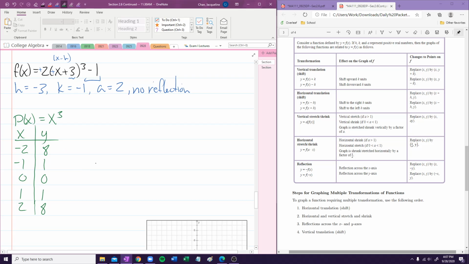That is my parent. Now I'm going to transform this by using these steps. The first thing is the horizontal translation, which is the h. H for horizontal: when you shift something horizontally, it goes left to right, so we are changing our x values. My x values are going to be x plus h, which in this case is x minus 3. And then I have my y.